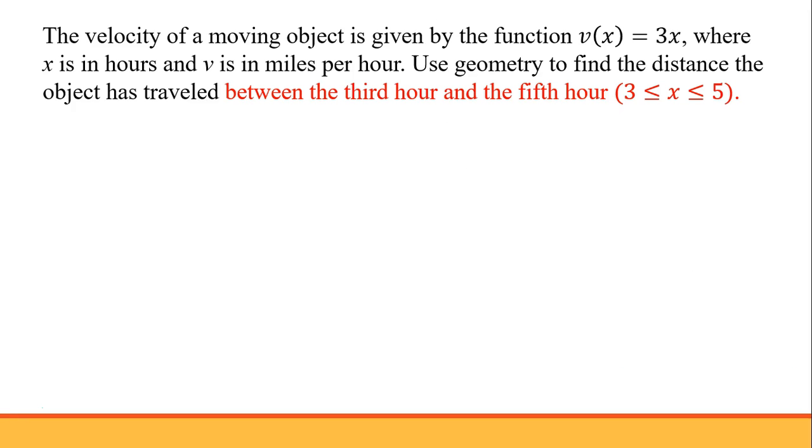What if we change one thing about this problem? In this case, we'll still have the same velocity function, but now we want to know the distance the object has traveled between the 3rd hour and the 5th hour. In other words, when x is between 3 and 5.